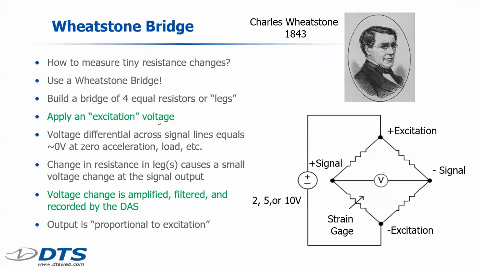Key points here are that our data recorder has to apply the excitation, or the large voltage, to the sensor, and then it has to take the small voltage from the sensor, amplify it, filter it, and record it.